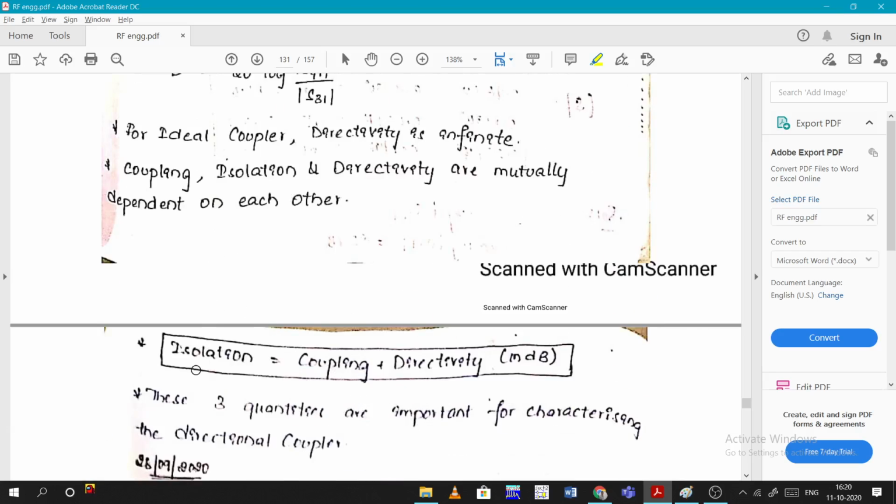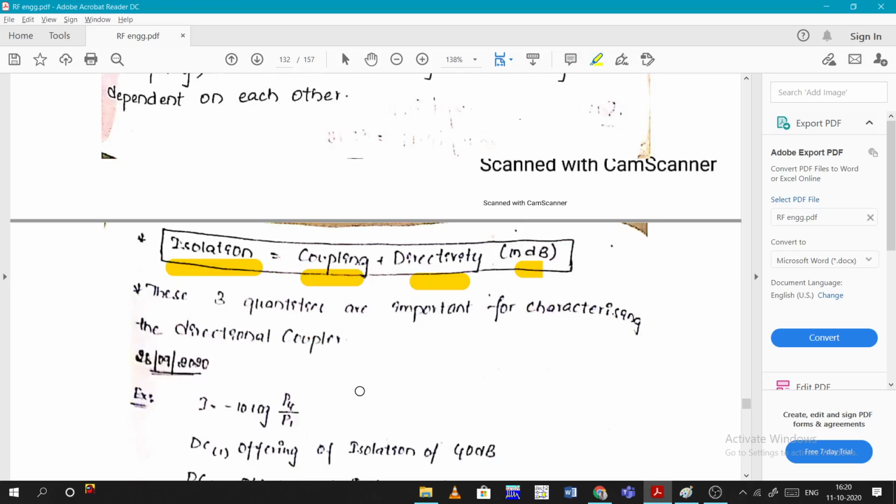So how can we write this? This is the formula: isolation is equal to coupling plus directivity, and the units for them are calculated in dB. Generally I equals C plus D. That's it. So these three quantities are important for characterizing the directional coupler.